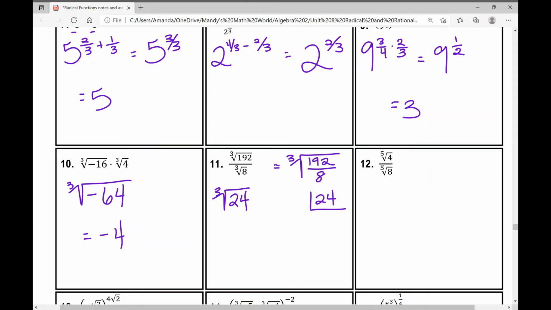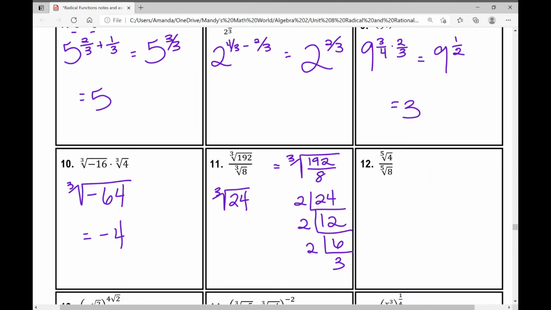So 24, it's obviously divisible by 2 because it's even. 2 times 12, even again, divisible by 2. 2 times 6, divisible by 2. 2 times 3. So some of you might have done the tree or whatever, your factor tree. This is how I'm doing the prime factorization here.